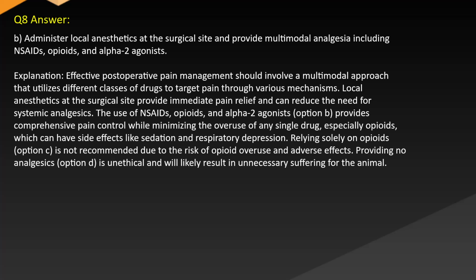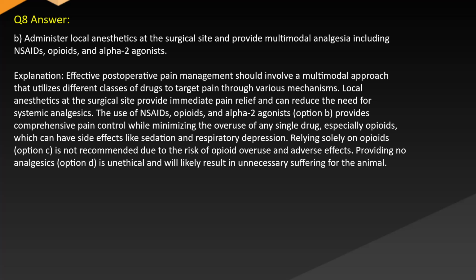Explanation: effective postoperative pain management should involve a multimodal approach that utilizes different classes of drugs to target pain through various mechanisms. Local anesthetics at the surgical site provide immediate pain relief and can reduce the need for systemic analgesics. The NSAIDs, opioids, and alpha-2 agonists, option B, provide comprehensive pain control while minimizing the overuse of any single drug, especially opioids, which can have side effects like sedation and respiratory depression.